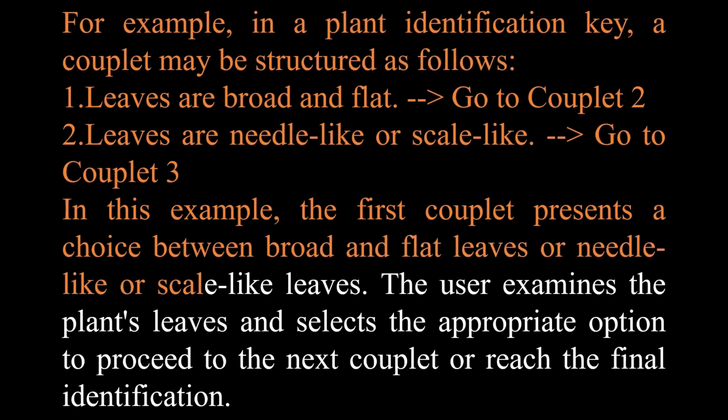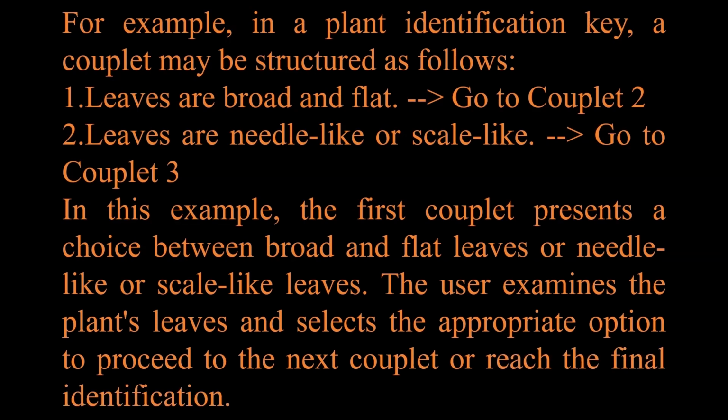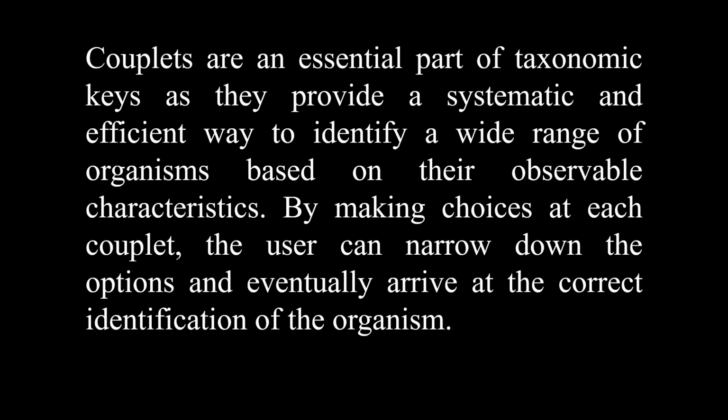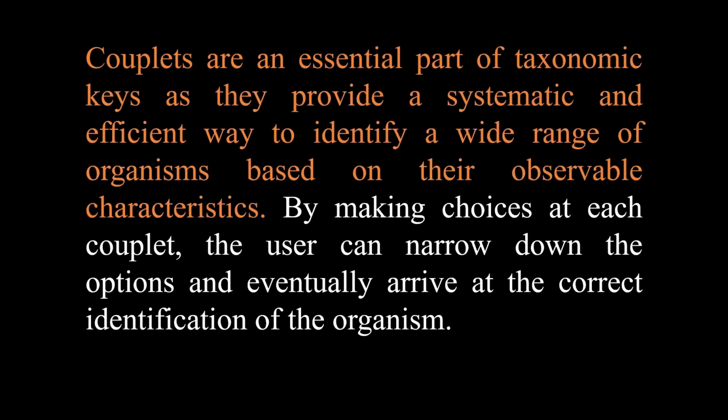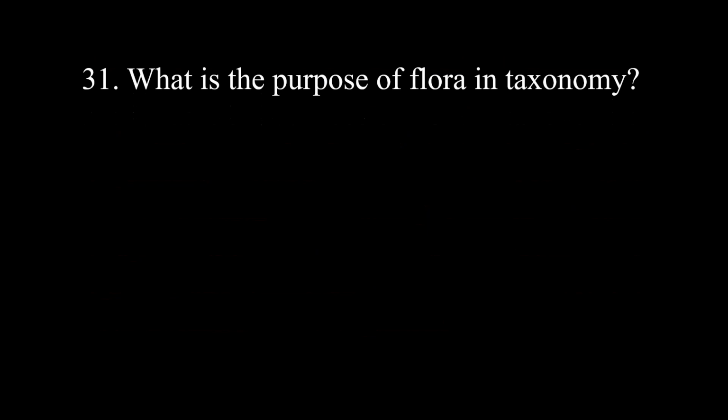The user examines the plant's leaves and selects the appropriate option to proceed to the next couplet or reach the final identification. Couplets are an essential part of taxonomic keys as they provide a systematic and efficient way to identify a wide range of organisms based on their observable characteristics. By making choices at each couplet, the user can narrow down the options and eventually arrive at the correct identification of the organism.